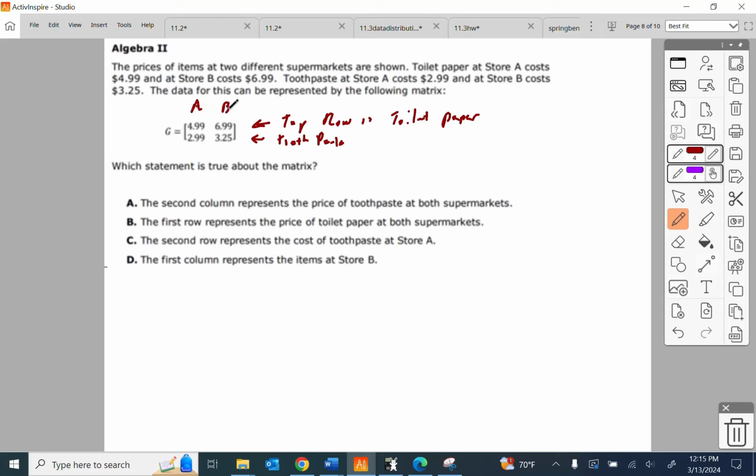Which statement is true about the matrix? The second column represents the price of toothpaste. That's wrong. The second column is store B. The first row represents the price of toilet paper at both supermarkets. That is the true statement, but let's just go through the rest of them. The second row represents the cost of toothpaste. No, columns are the stores. And the first column represents the items of store B. That's wrong. It's store A. So yes, it was choice B. Usually on questions like this, about 15 to 20% of the student body misses it. No one is supposed to miss a question like this.